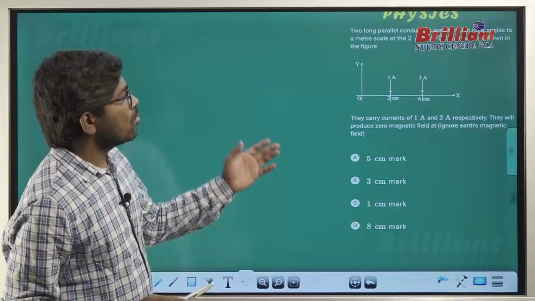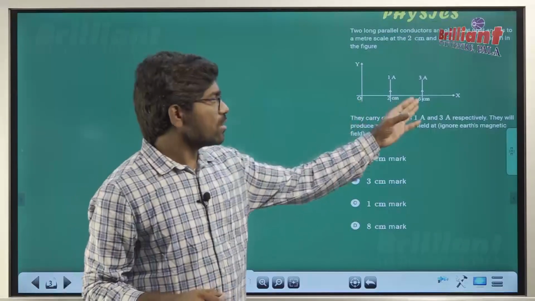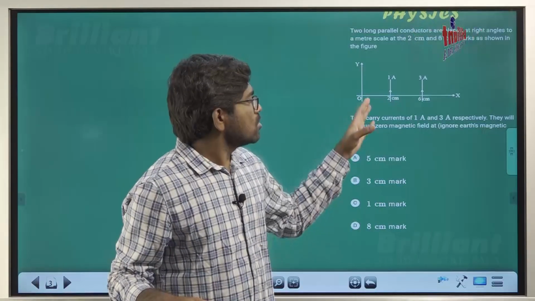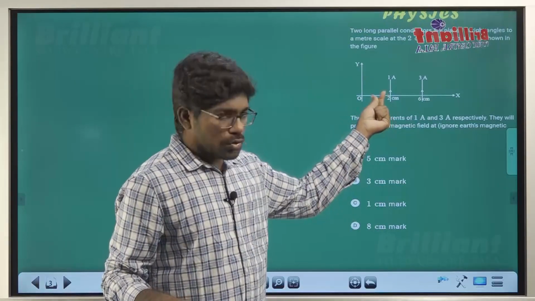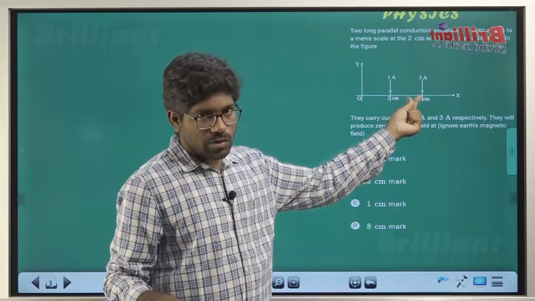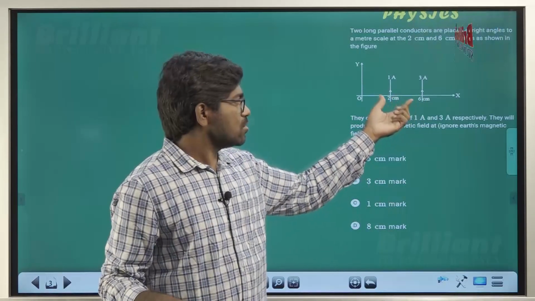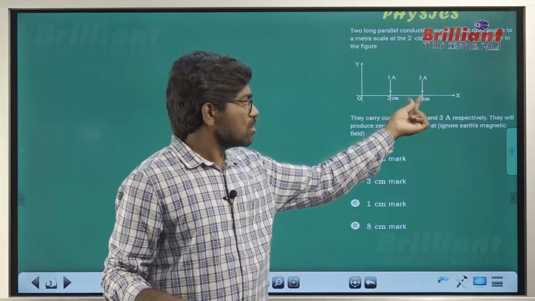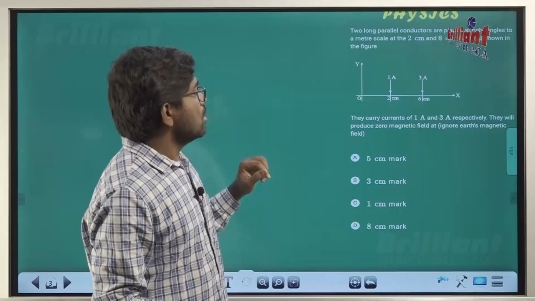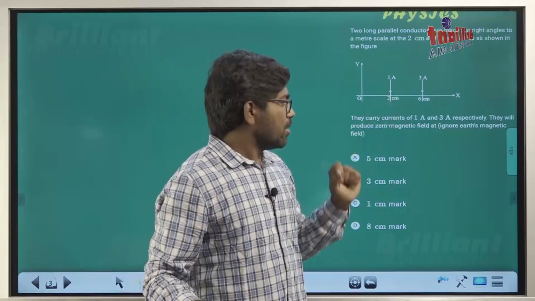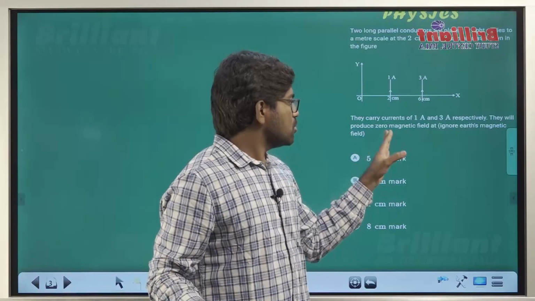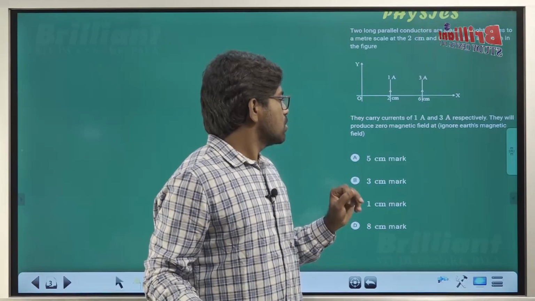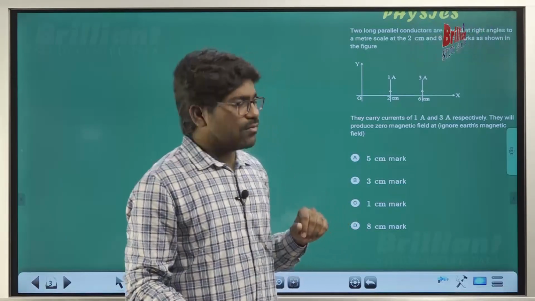Magnetics. Two long parallel conductors are placed like this. This one is located at x equals 2 and this is located at x equals 6. It's not that the distance is 6, something like that. They are carrying currents of 1 and 3 ampere. Then they produce zero magnetic field. Where do they produce zero magnetic field?